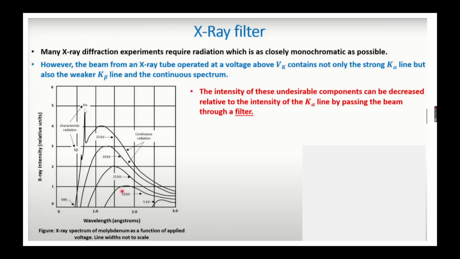Why? Because the X-ray diffraction experiment requires radiation which is as close to monochromatic as possible. We don't want any other wavelength of radiation. That is the reason we want to eliminate the K beta radiation. We have to use a filter so that we only get strong K alpha radiation, or the K alpha component. That is the reason for using an X-ray filter.